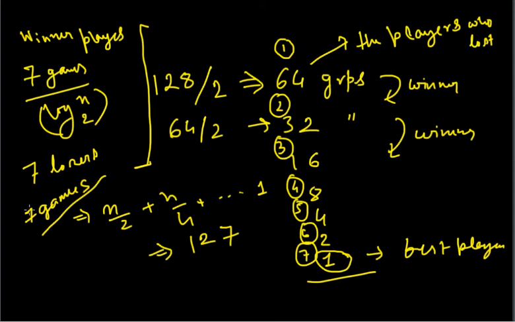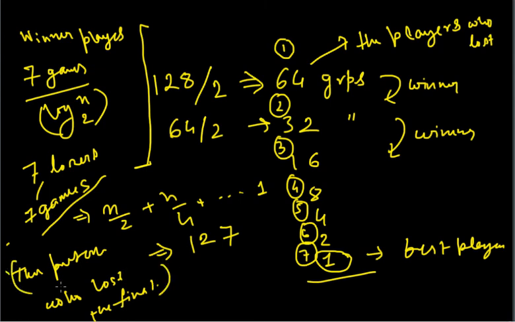Whoever lost in the final needs to play 7 more games. The answer, if we're really looking for the right answer, is here.